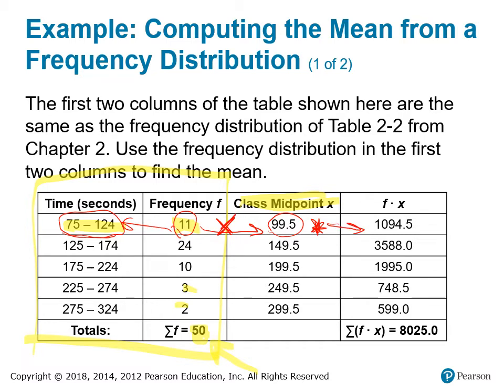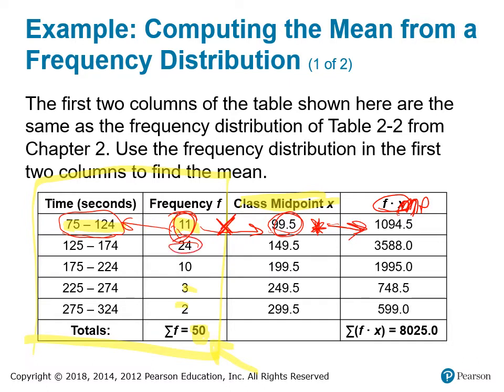value right here. So if we take the frequency of the class times the x, which should really be the midpoint, and I'll use MP there instead of x, I think that might better represent it. If we multiply the frequency times the midpoint, that would give us this number right here. And we'll do it again for the second class.